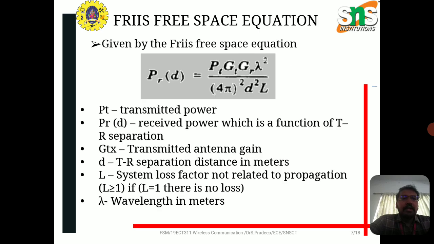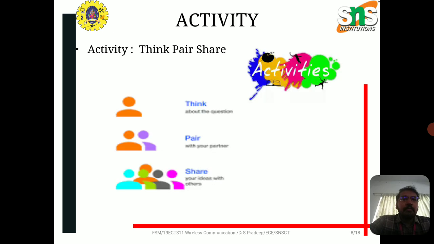Given by the free space equation, the received power Pr(d) equals Pt Gt Gr lambda squared divided by (4 pi) whole squared d squared L, where Pt is the transmitted power, Gt is the gain of the transmitter antenna, Gr is the gain of the receiver antenna, d is the distance between transmitter and receiver, and L is the system loss factor. Lambda is the wavelength.